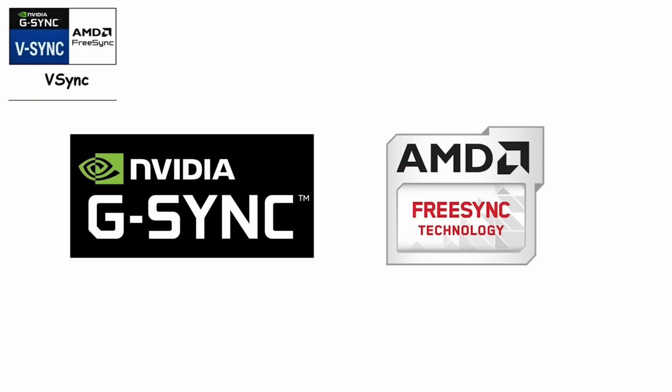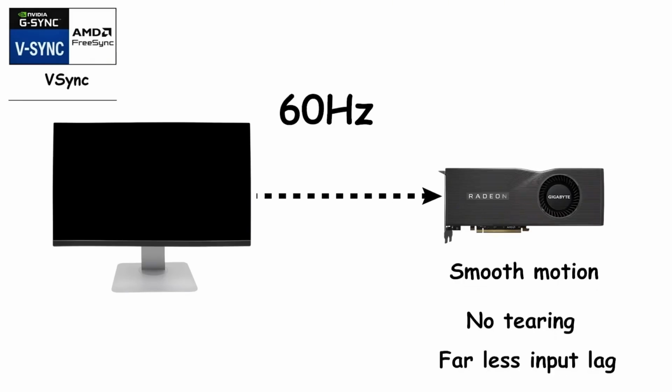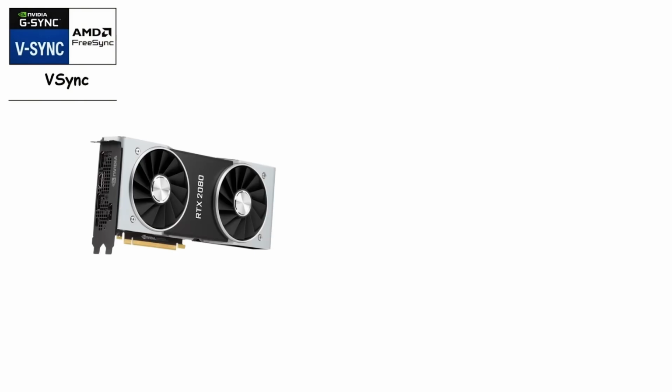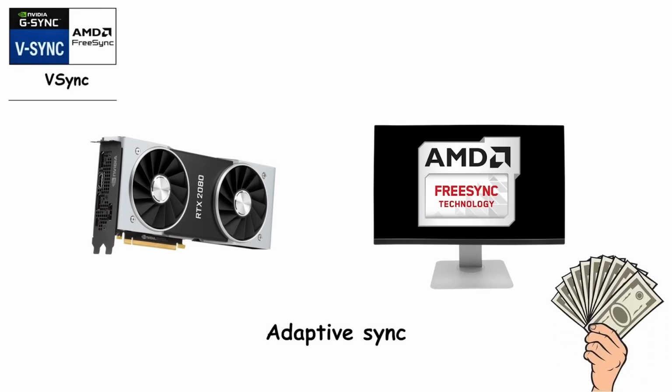G-Sync from NVIDIA and FreeSync from AMD provide a smarter solution. They let your monitor dynamically adjust its refresh rate to match your GPU's output in real time. Smooth motion, no tearing, far less input lag. NVIDIA even certifies certain FreeSync monitors as G-Sync compatible. So if you have an NVIDIA GPU and a FreeSync monitor, Adaptive Sync likely still works, which can save you hundreds of dollars versus a dedicated G-Sync monitor.